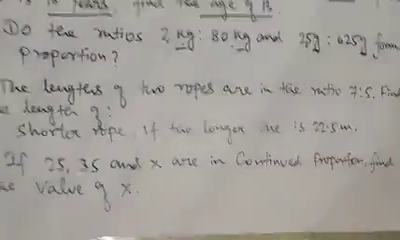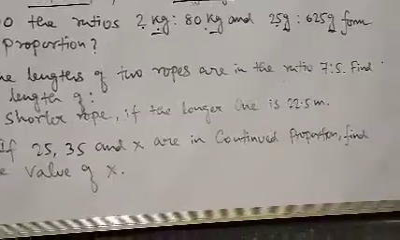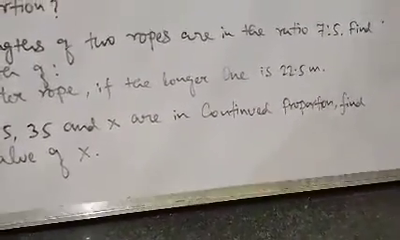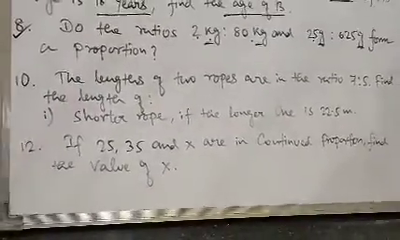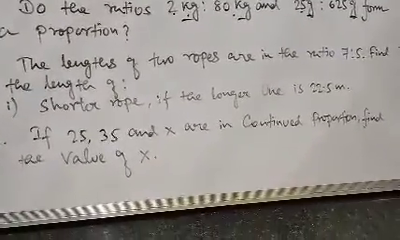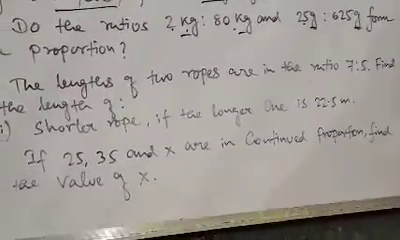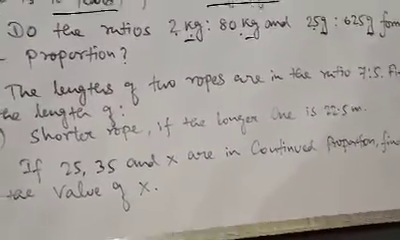Question number 10 says, the lengths of two ropes are in the ratio 7 is to 5. Find the length of shorter rope if the longer one is 22.5 meters. So there are two ropes, one is a shorter rope and one is a longer rope. The lengths of them are given in the ratio 7 is to 5.